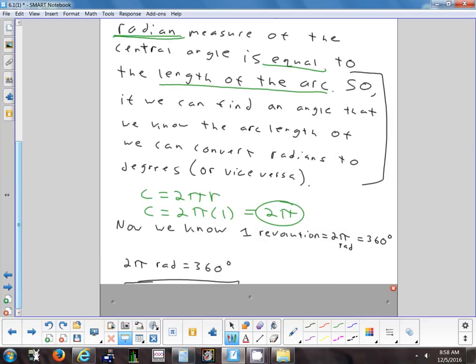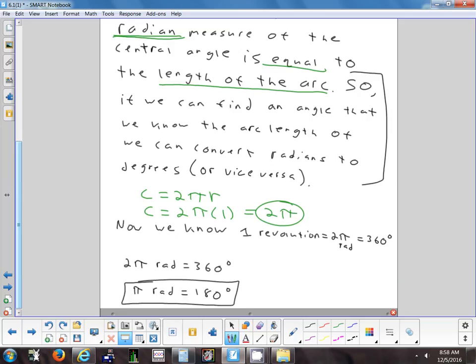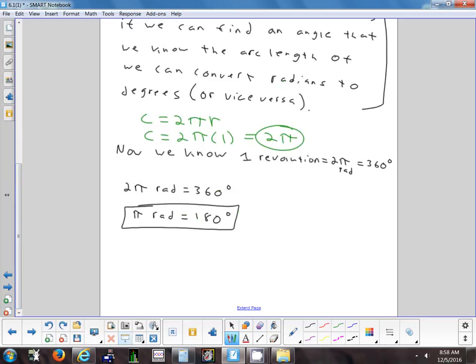All right, so now we know that in 1 revolution, or you probably already knew there was 360 degrees, there's also 2 pi radians. Now, if we divide each side by 2, we can reduce that and make the conversion a little smaller. Pi radians is 180 degrees. And you're going to see pi a lot when we deal with radians. Okay, pi comes up a lot.